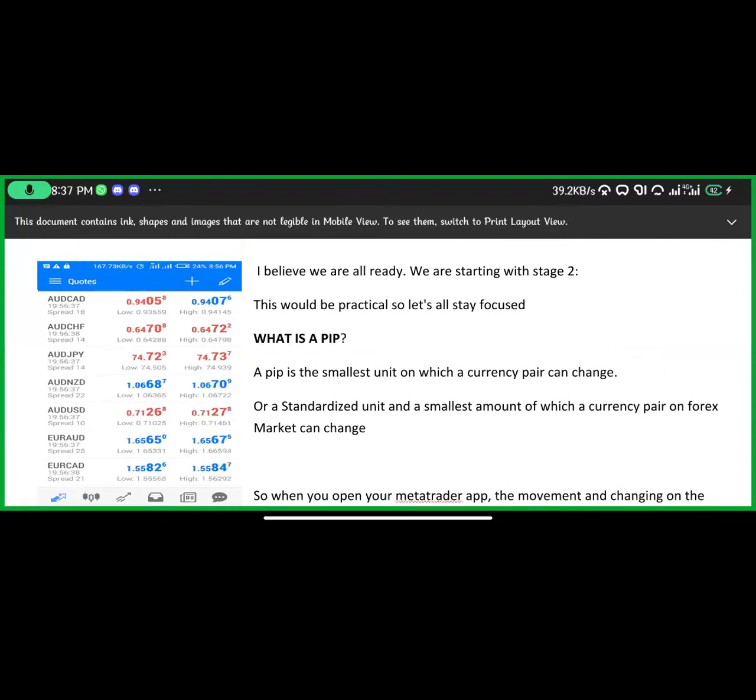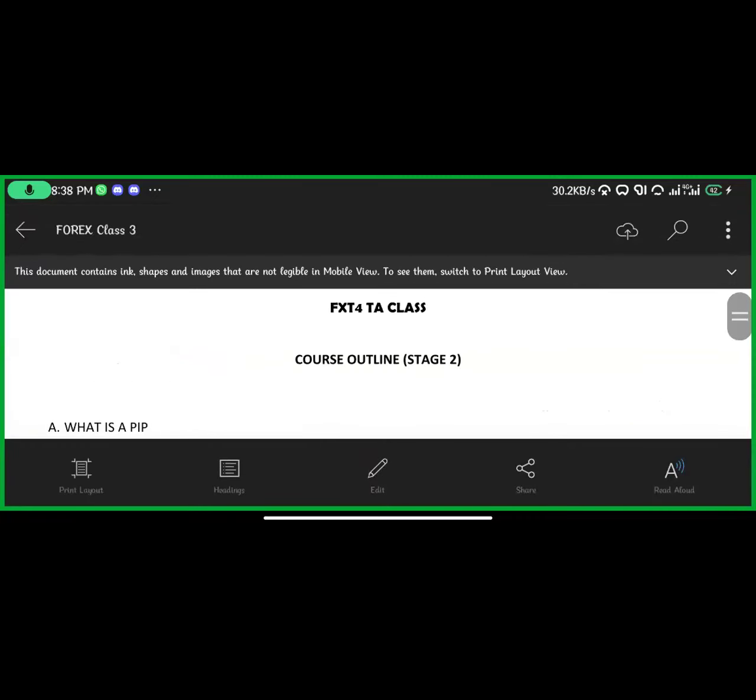Under this quote, we have AUD/CAD, which I explained to you. What does AUD mean? It means Australian dollar. And CAD simply means what? Canadian dollar. So AUD/CAD, we have AUD/CHF, AUD/JPY, AUD/SGD, AUD/USD, EUR/USD, and so forth. Now, I'm going to explain everything to you regarding our content here.